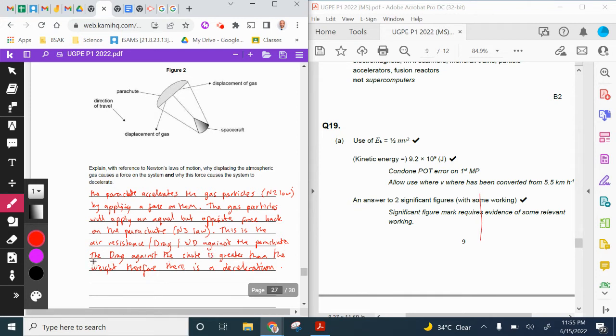And what happens is the drag against the chute is greater than the weight. Okay, so we've got a weight that's driving it forward, but then we've got drag in the opposite direction, and the drag is greater than the weight, and therefore we have a resultant backwards force against the direction of motion, and as a result we have a deceleration.